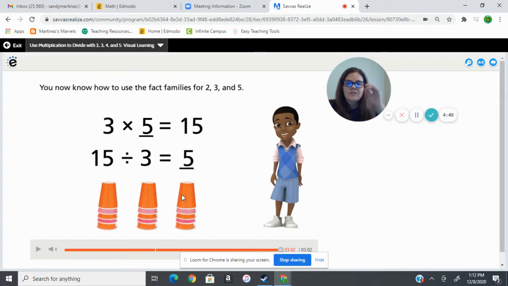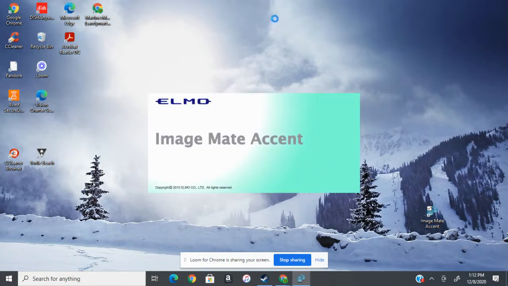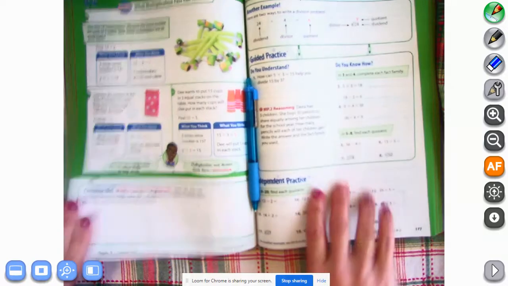All right, so we're going to head to our book. I'll go grab the camera. We are still on page 176.